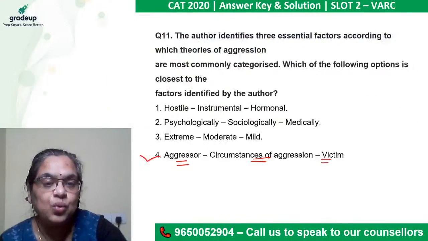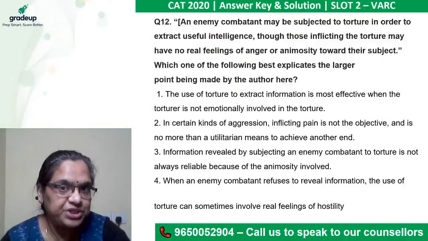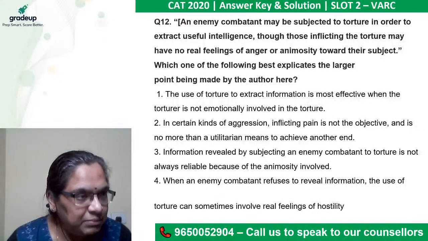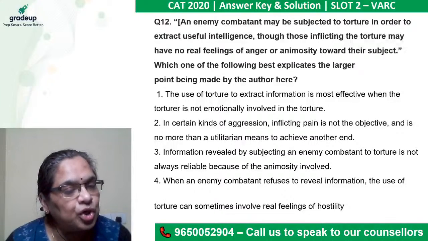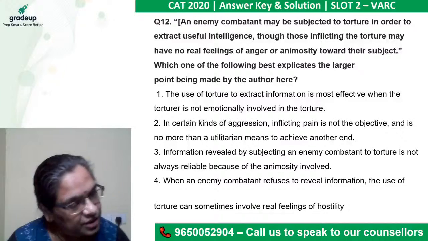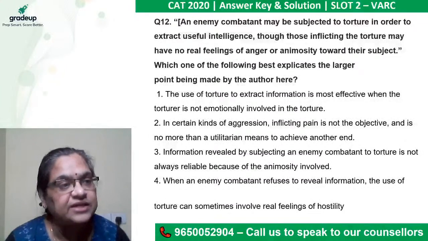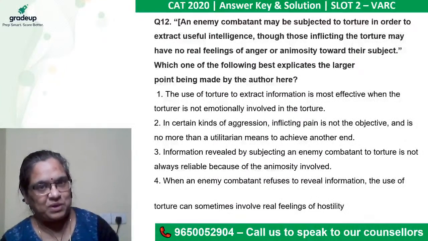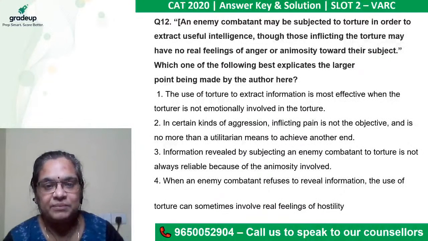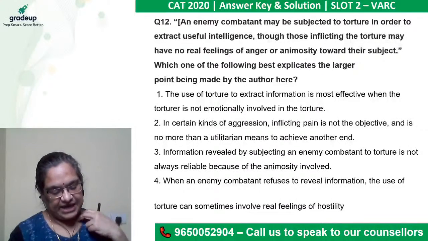So the situation that he has given, inflicting torture on an enemy to get information from him, the torture is not a hostile aggression. It is, in the author's words, instrumental aggression, because you want to get some information from him. And so your main intention is not to hurt him. Which one gives that answer?